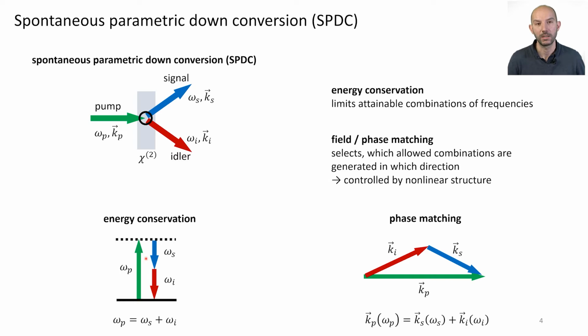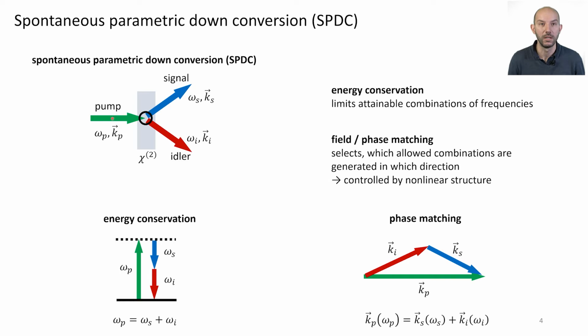This is one condition that has to be fulfilled, a condition on the sum of the frequencies of the two photons. Importantly, this is not a condition on the individual frequencies. As long as the sum condition is fulfilled, the frequencies of the signal and idler photons are free. Additionally to energy conservation, there is a second condition, which is not for the frequencies, but for the propagation constants of these modes and of these photons.